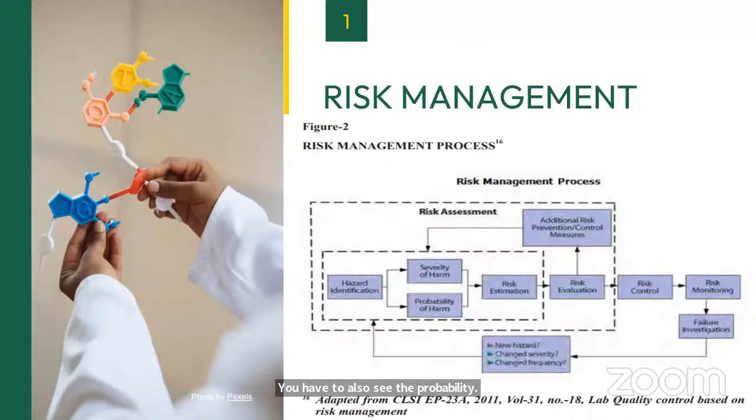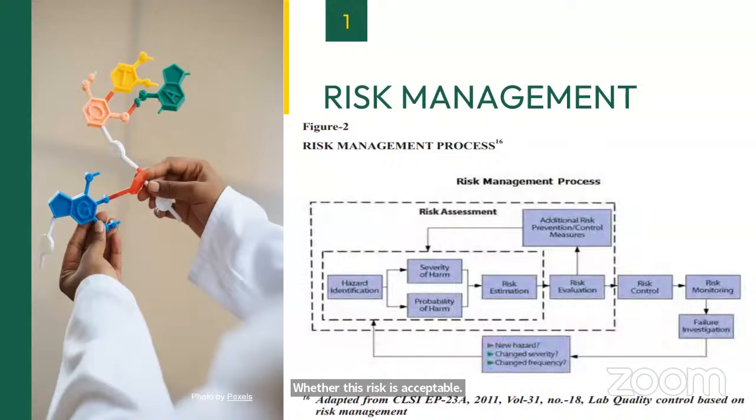When there is sample collection and patient identification, the severity can be very severe. The patient may even die because of wrong patient identification. But you also have to check the probability: how many times are you misidentifying a patient? Daily, weekly, monthly, or yearly, one patient? So you have to categorize the probability of this harm. And finally, you have to estimate and evaluate the risk, whether it is acceptable or not acceptable at all.